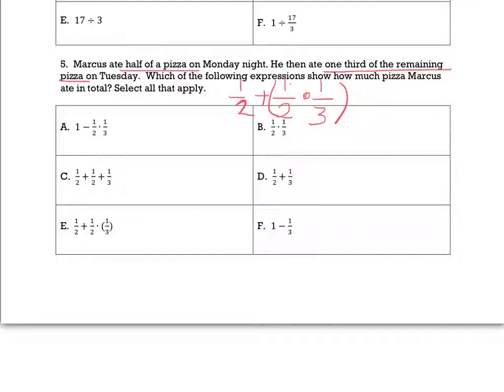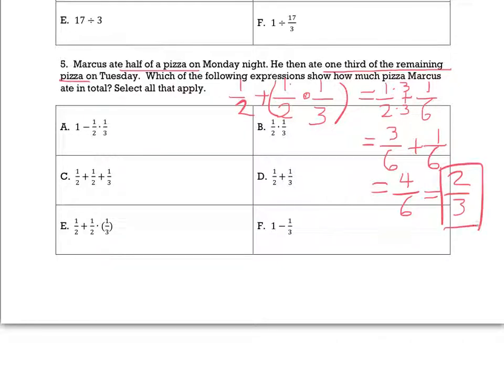So you do what is inside parentheses first. 1/2 times 1/3 will give you 1/6. So you have 1/2 plus 1/6. And then you find the LCD, which is 6. So you will have 3/6 plus 1/6. That gives you 4/6, which is 2/3. Okay, so 2/3 is what he ate.